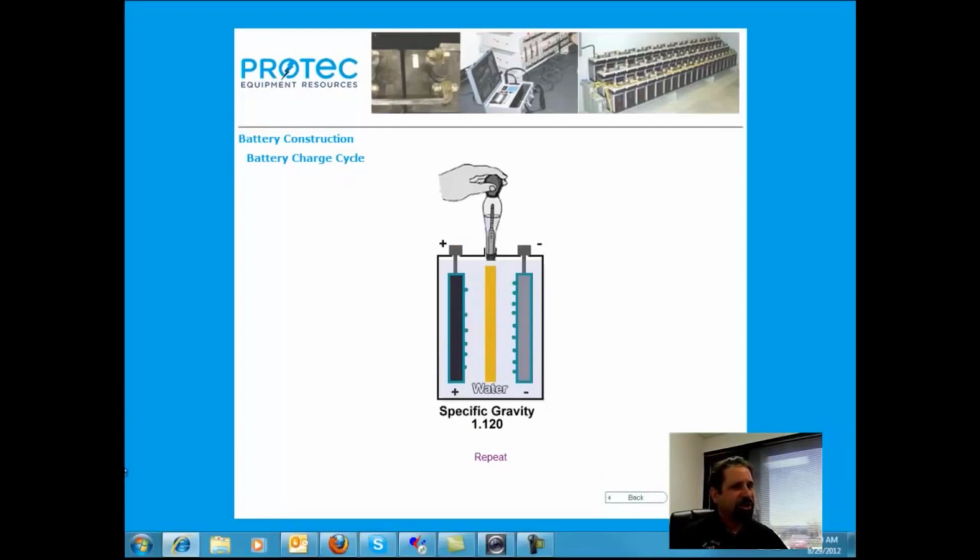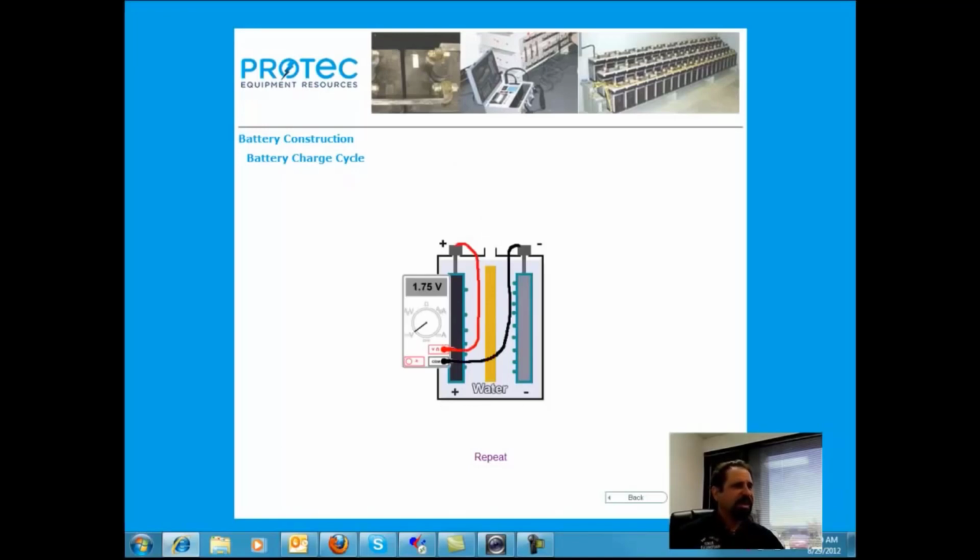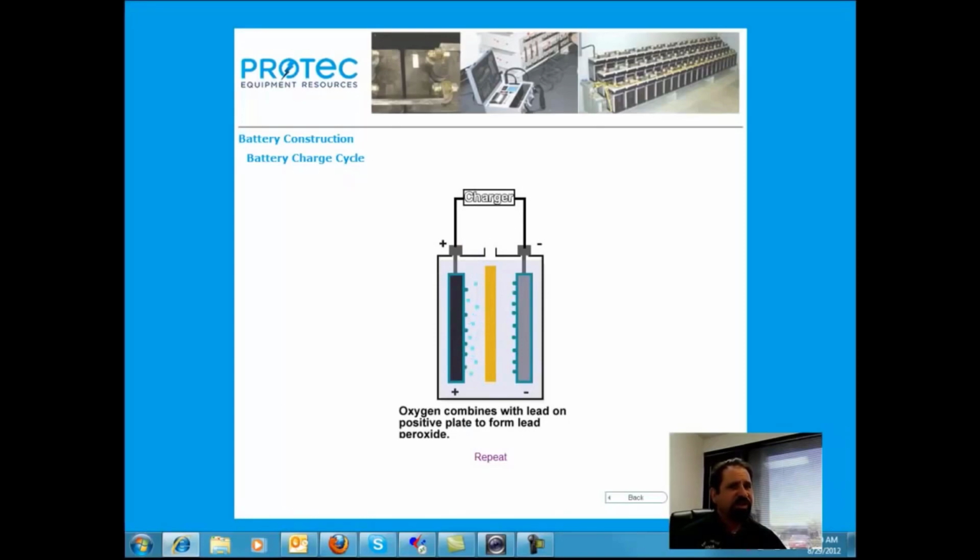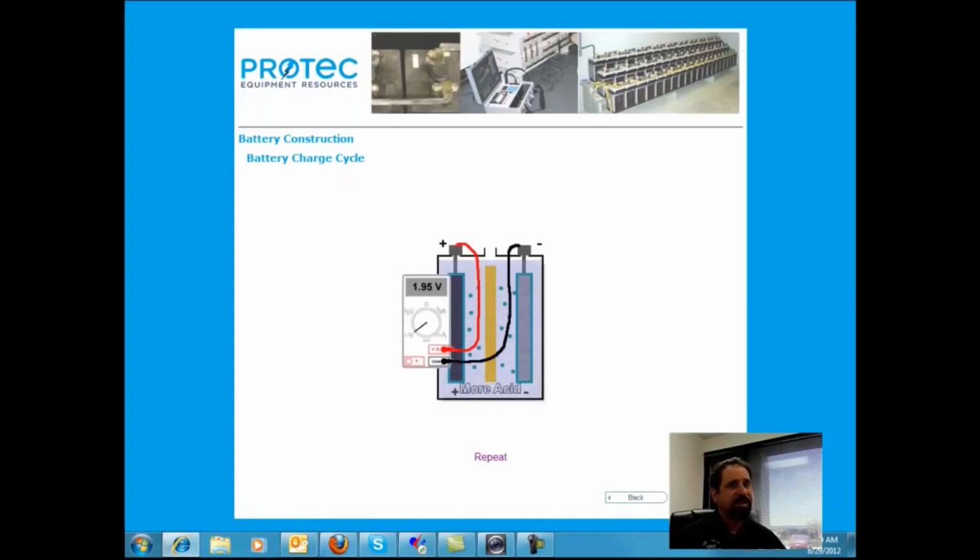In a battery charging, the reverse is taking place. In a battery charging situation, the sulfates are leaving the plates, recombining with the electrolyte, and specific gravity is going from its lowest possible point back to a point of its highest potential value, indicating that we have mostly acid in the electrolyte.